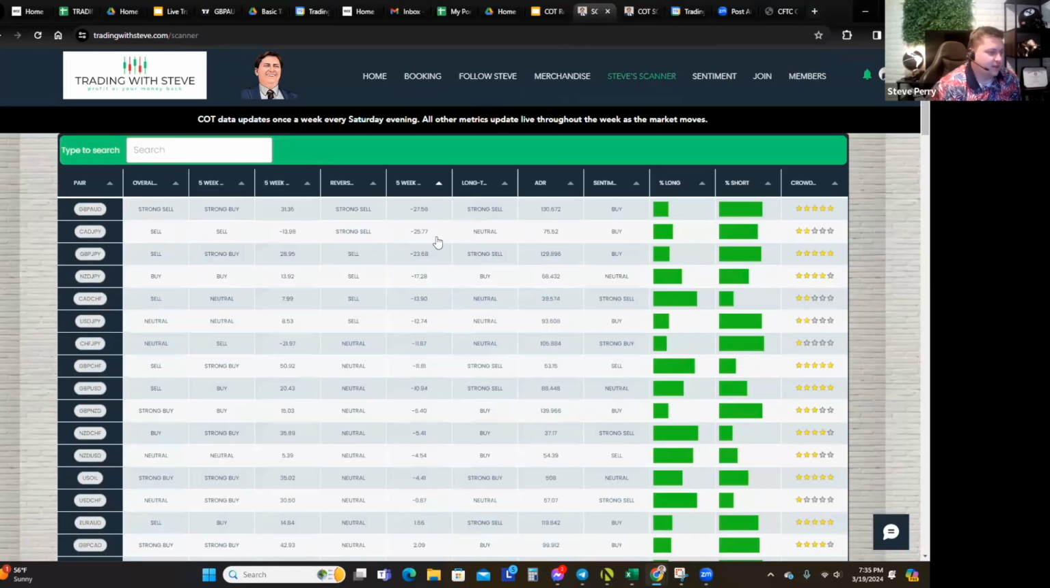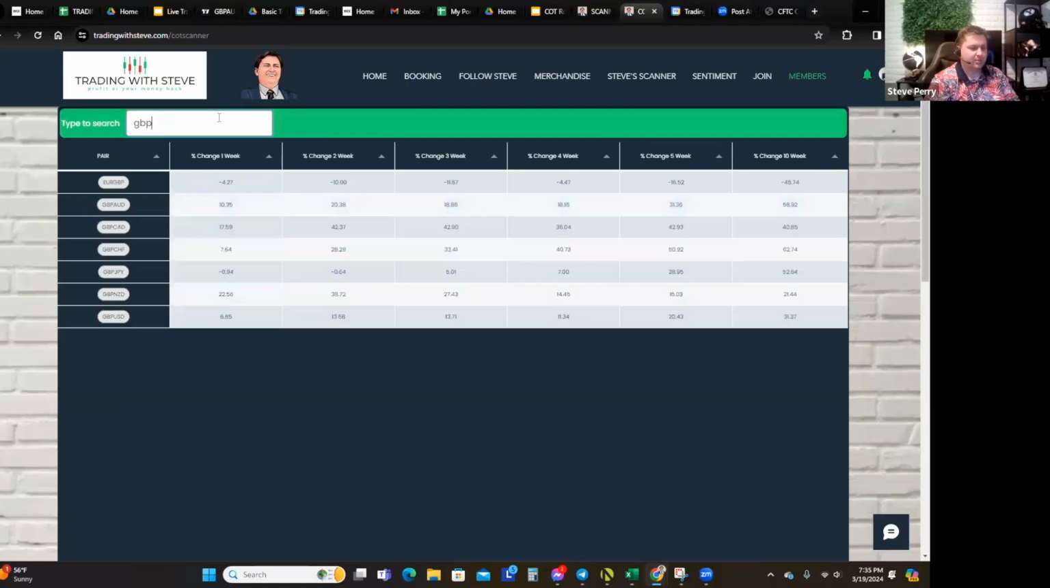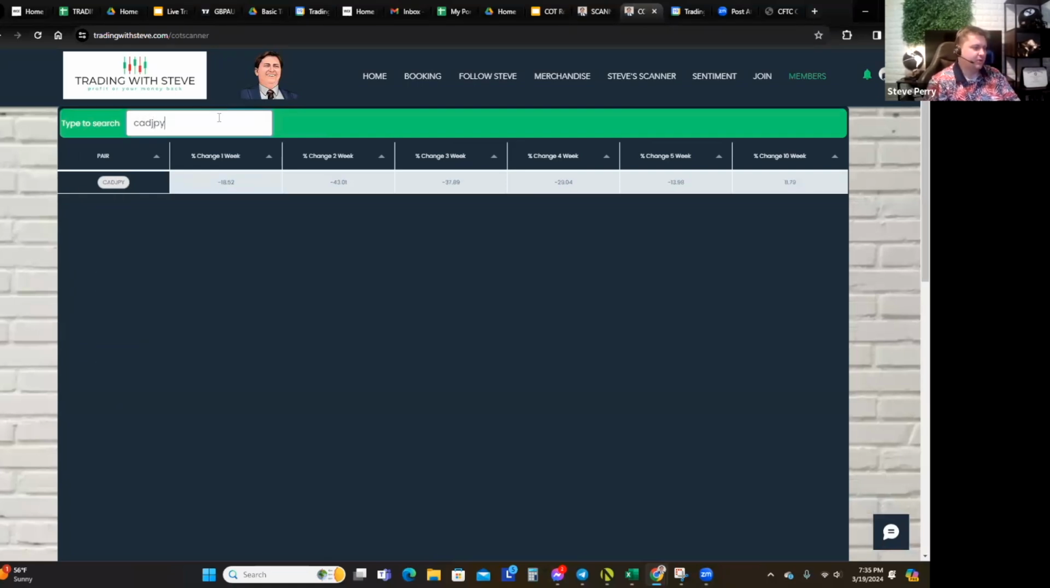Let's see. The next one on the list is the CAD yen. This is another one that's minus 25.77. So when you look at the COT scanner, this will be our last one. And then if you guys have questions, let me know. But yeah, you can compare the difference.